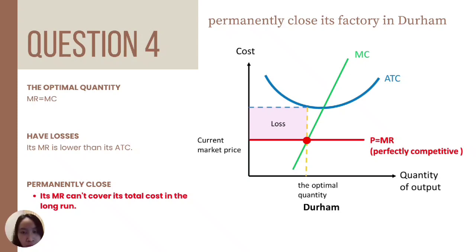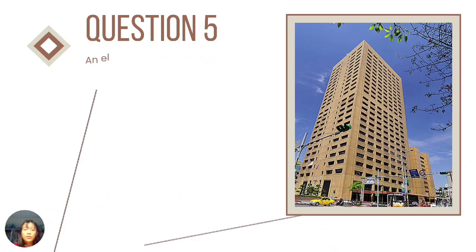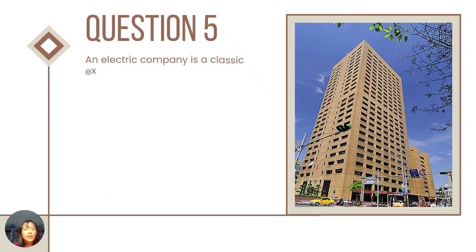So this is the end of my part. I will be responsible for answering question number 5. My name is Cynthia Kusuma or Xu Jiahui with the student ID 111305040. So the case is about an electric company, which is a classic example of a natural monopoly.